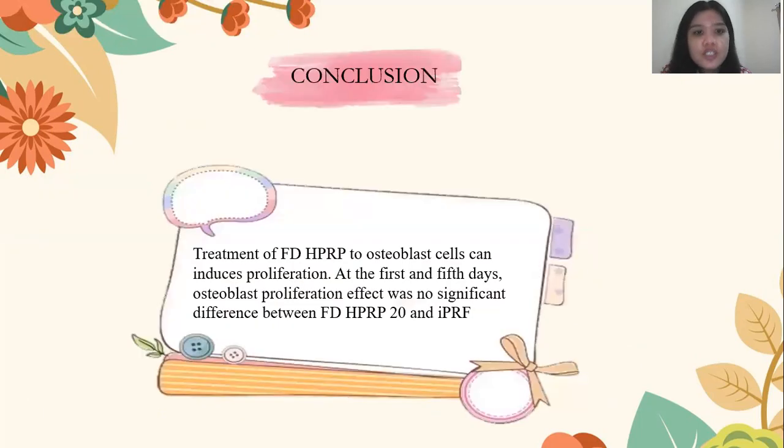And the conclusion: treatment of FDPRP to osteoblast cells can induce proliferation. At the first and fifth day, the osteoblast proliferation effect showed no significant difference between FDHPRP20 and IPRF.